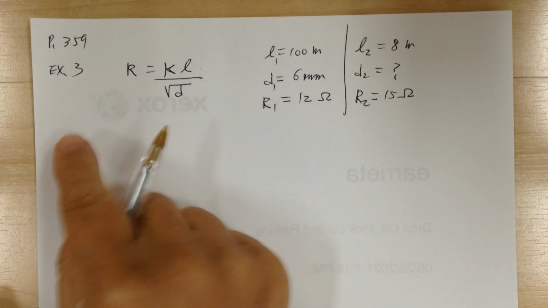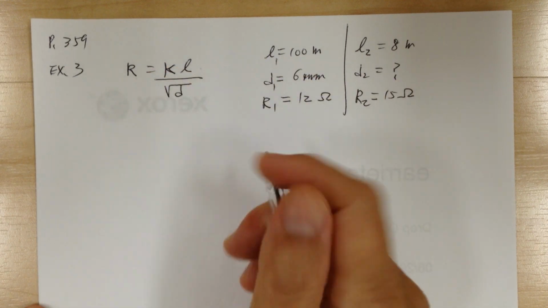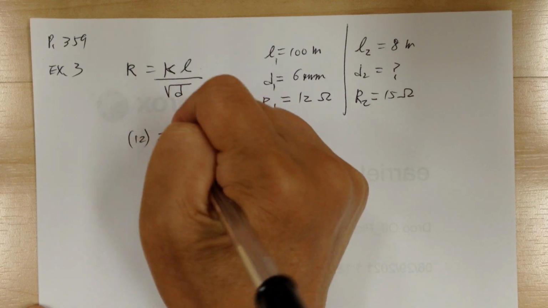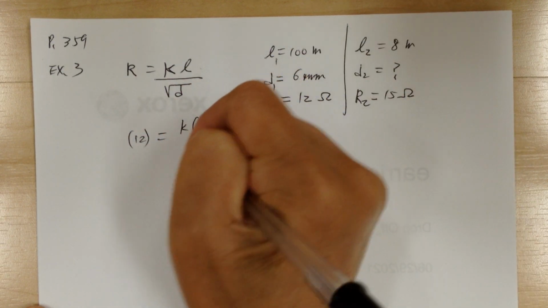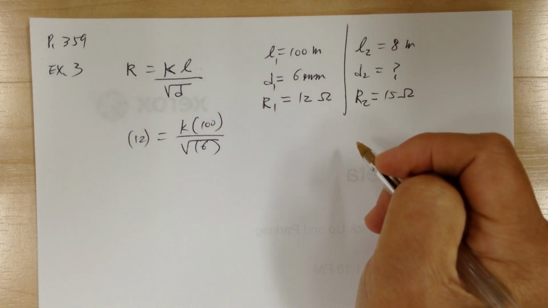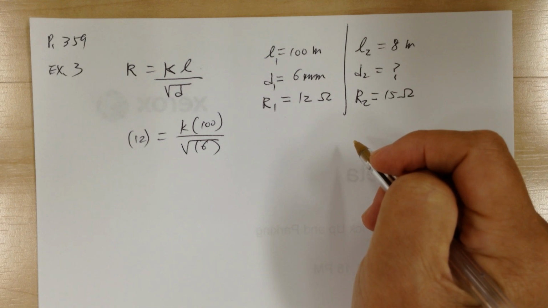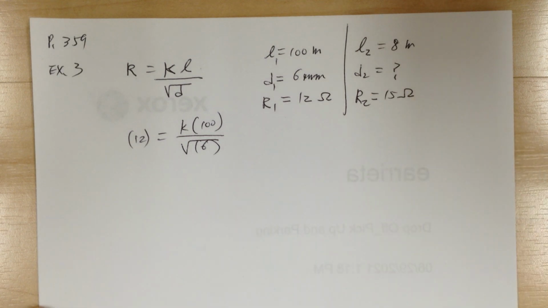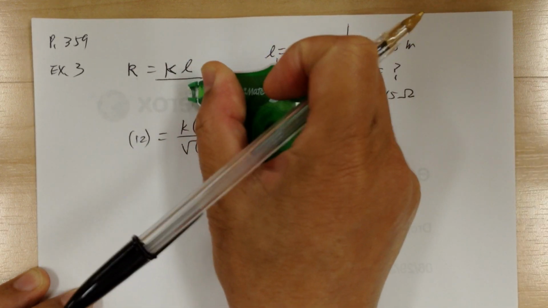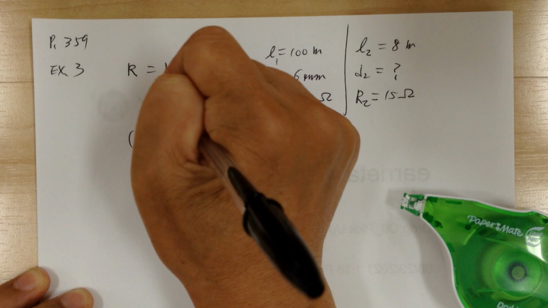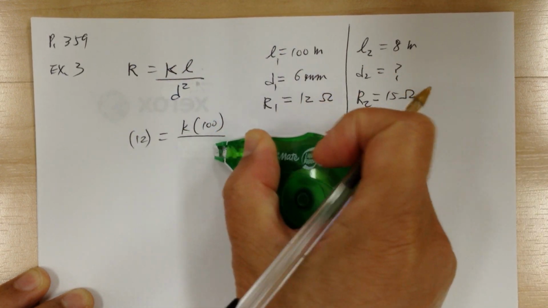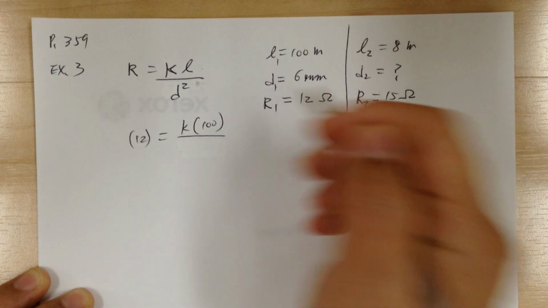Okay, so you can go through the same steps. You got 12 ohms, right? R1 equal to 12 equal to k times L, which is 100, over square root of 6. Back up. It's not square root, it's square. Sorry about that. So you have to read carefully. It says square, not square root. So back up on that. So it'd be 6.